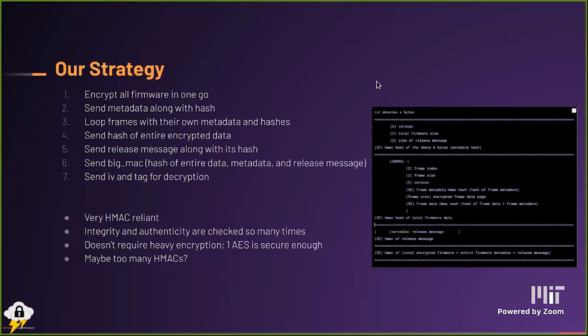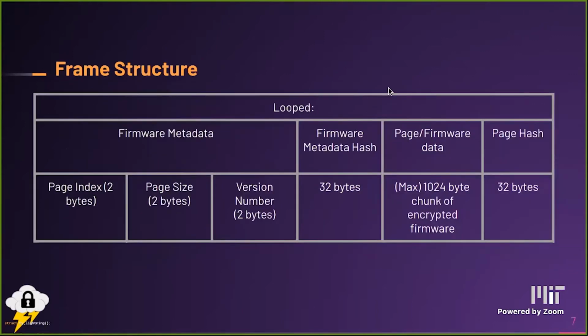So our strategy was really HMAC reliant, and we checked integrity and authenticity many times to ensure that nothing was changed. And we only did one AES because it doesn't require heavy encryption. And this is just a diagram of our frame structure, which is looped and sent over to the bootloader.